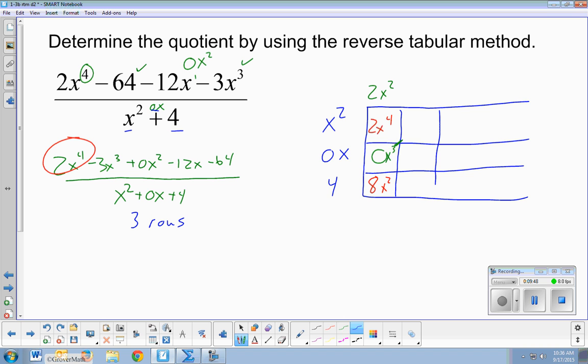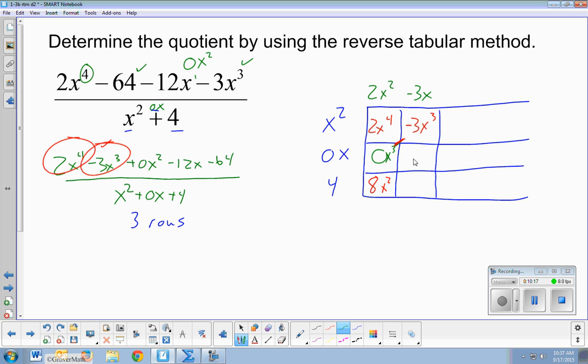Add a column. These like term boxes are x cubes. I need a total of negative 3x cubes. And since there's 0 here, this has to be negative 3x cubed. Remember, these have to add to be these terms, and 0 plus negative 3 is negative 3. And that tells me my title then has to be a negative 3x, because that times that is this. Negative 3x times x squared is negative 3x cubed.